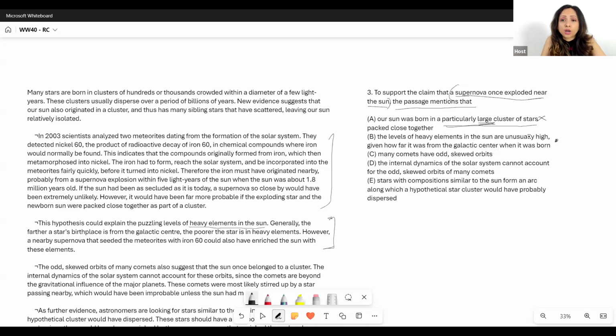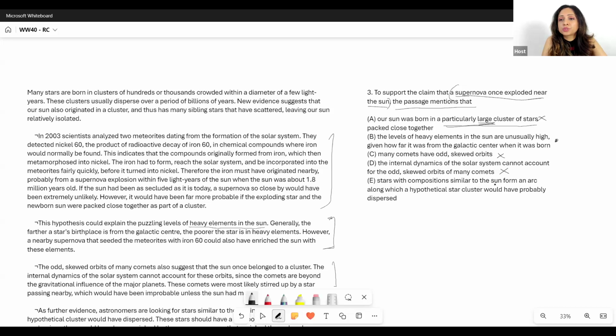As we said, we're still going to look at all the options. Many comets have odd skewed orbits. This is given to us over here. It says that many, but then what does it support? It supports that there were stars whizzing by the sun close by, and that is why the orbits of the comets changed and became skewed, right? So this does not talk about the supernova. It has no connection to that. So this is also gone. The internal dynamics of the solar system cannot account for the odd skewed orbits of many comets. As we said, the orbits of the comets are irrelevant where the supernova is concerned, right?